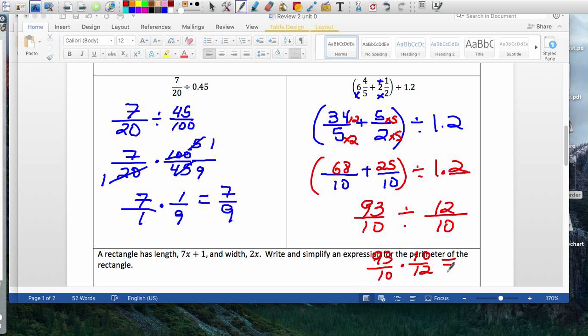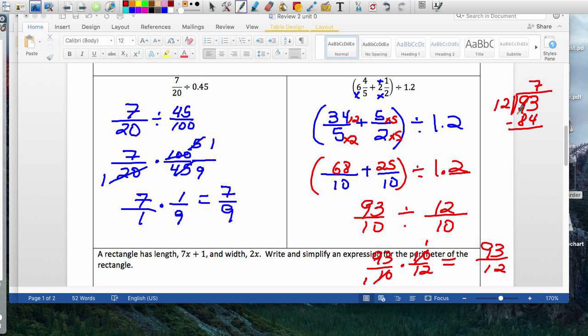Look how nice this is going to be, because I can do 10 divided by 10 is 1, and 10 divided by 10 is 1, so I have left a 1 and a 1. Now multiply across, 93 times 1 is 93, and 1 times 12 is 12. I can change this to a mixed number. How many times can 12 go into 93? You can always divide. So 93 and 12. 12 times 7 is 84. 12 times 8 is 96. So it's definitely a 7, which is 84.